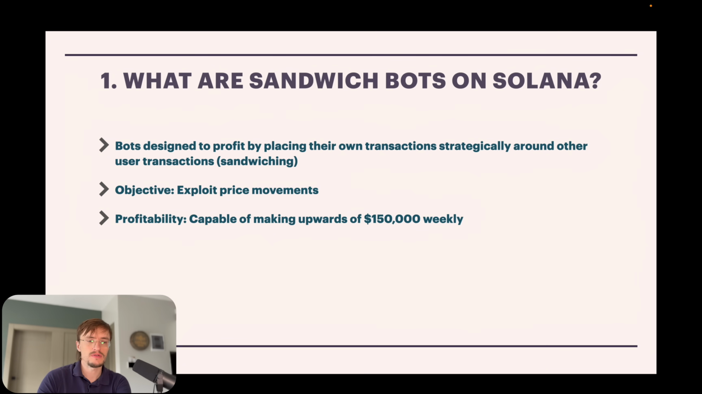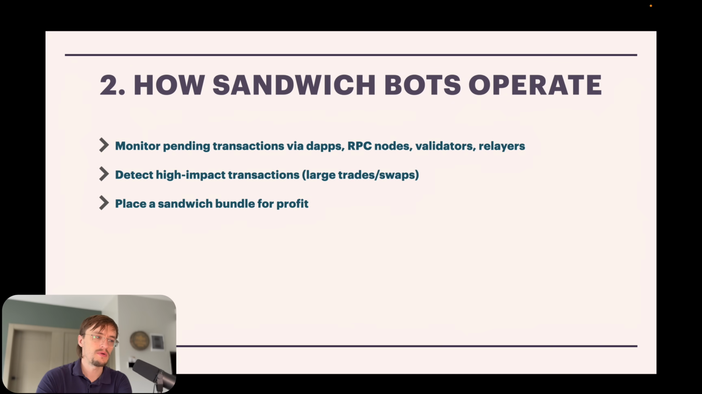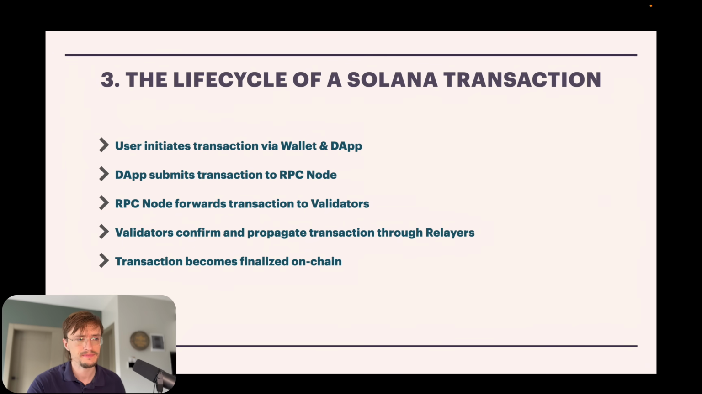So what are sandwich bots on Solana? If you don't know, they place their buys and sells in between transactions made by users to exploit price movements and make profits. They make close to $150,000 a week in profit or more. How do they operate? They see pending transactions via DApps, RPC nodes, validators, relayers, detect large swaps, and they make a bundle. It's very simple.